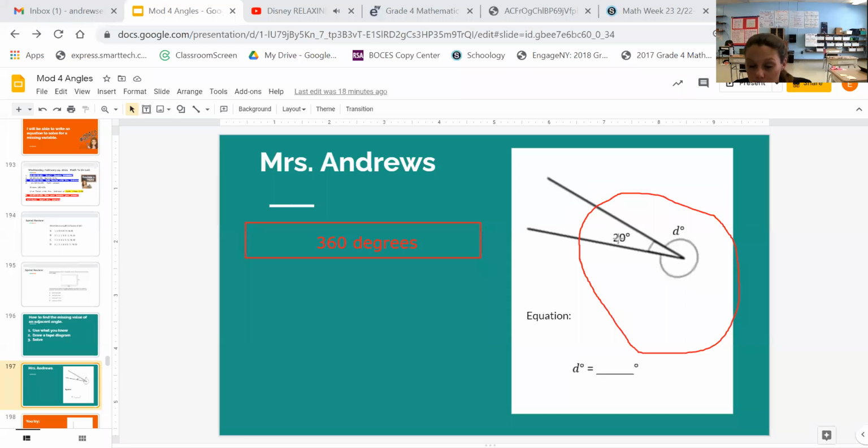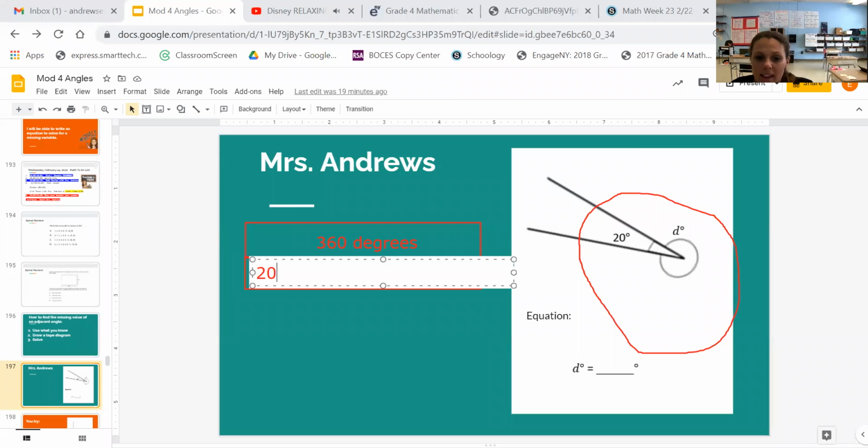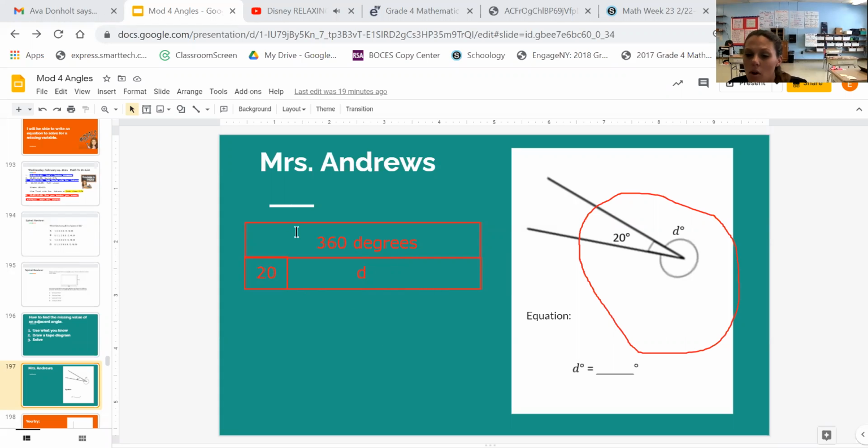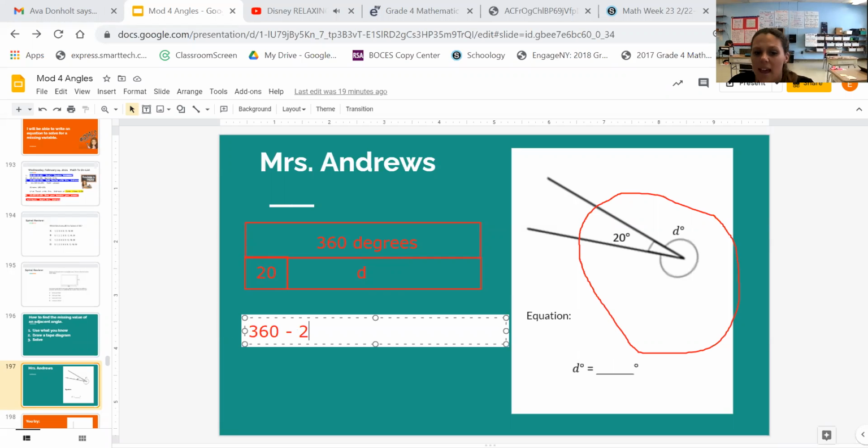Now, there are two angles, which means there are two parts. There's part one. I'm going to make that a little smaller because it's only 20 degrees. And then there's angle two. I know that angle 1 is 20 degrees. For angle 2, all I know is that it's D. So I have the parts and I have the whole, and now I can write my equation. If I have 360 and I take 20 away, it will equal D.